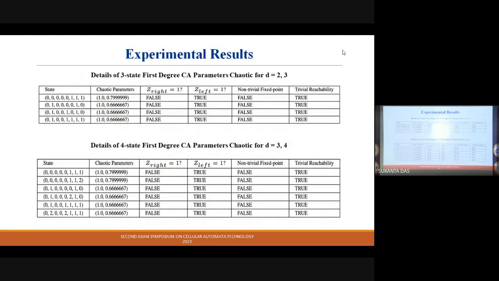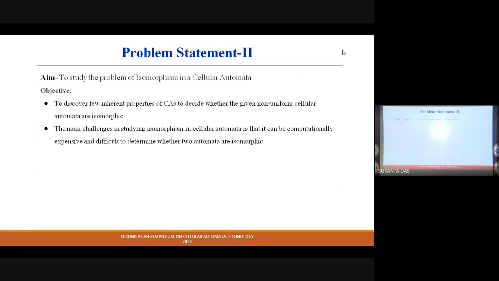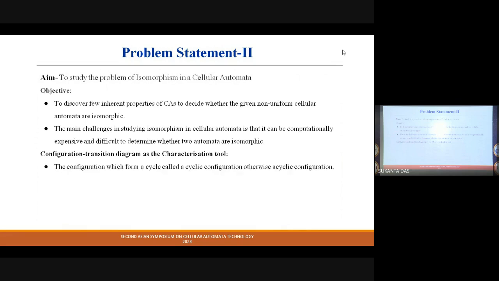So these are some experimental results that we'll get from the four state and five state. Again, my second problem is isomorphism in cellular automata. So basically, we again introduce some properties and some techniques, the ones I delivered in yesterday's session. How will we get the isomorphism in cellular automata?